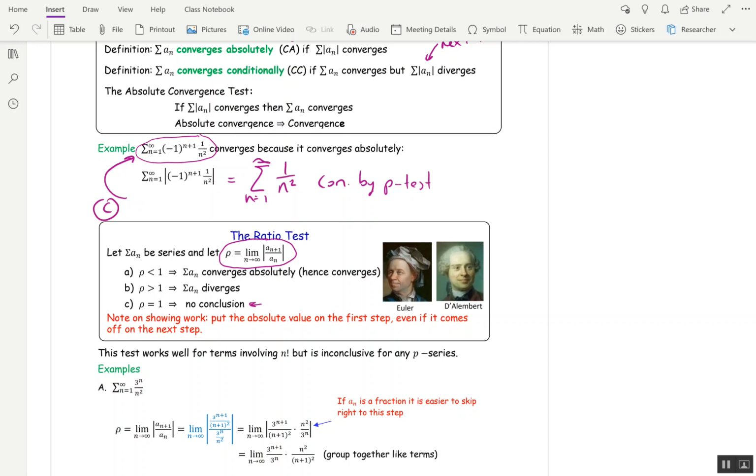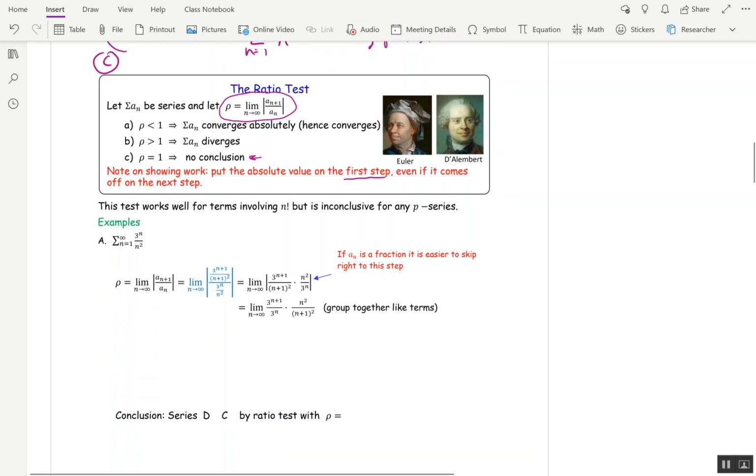Even if all the terms are positive, when you show your work, I want you to put the absolute value on the first step, and you can take it off on the second step. So here's an example. We're going to use the ratio test on these examples.